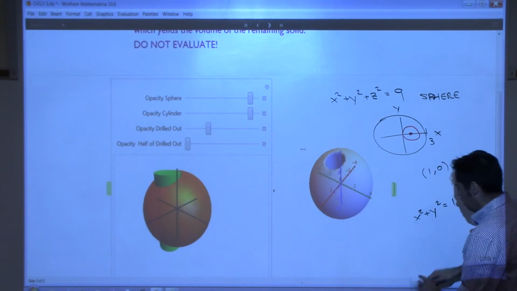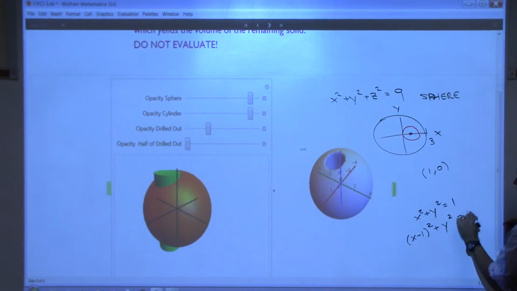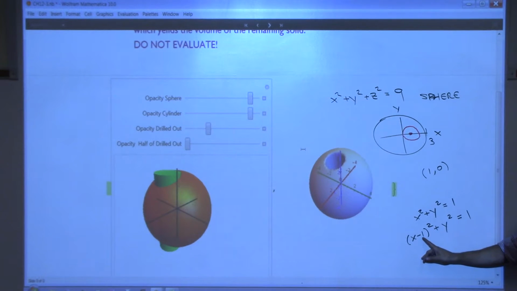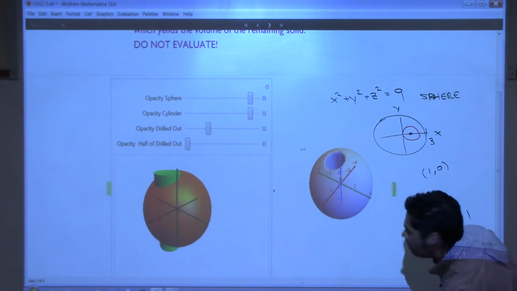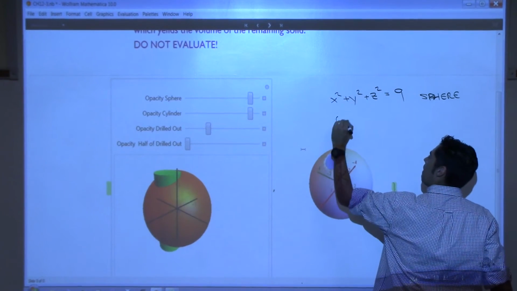Very good. All you do, remember how we shift things around, right? X minus h squared plus y minus k squared. The h and the k move your center. So this is going to move the center to 1. Okay? Well, I've done what was requested. It was requested that we find the equations of each one.